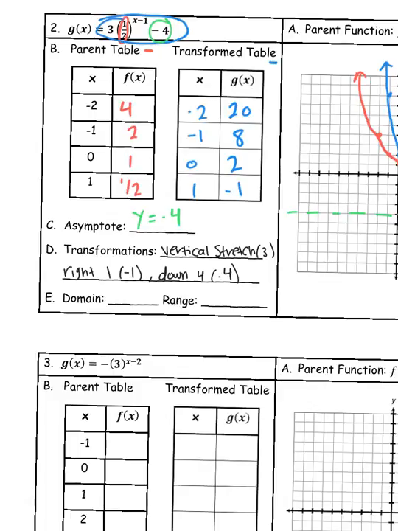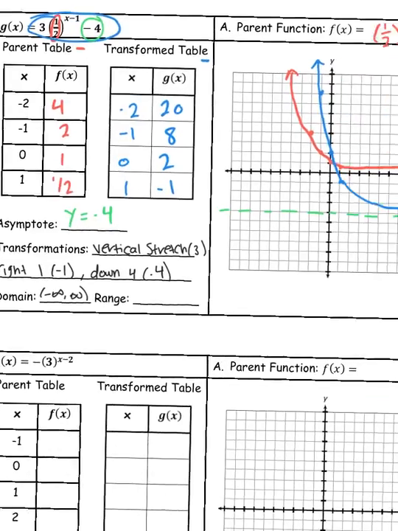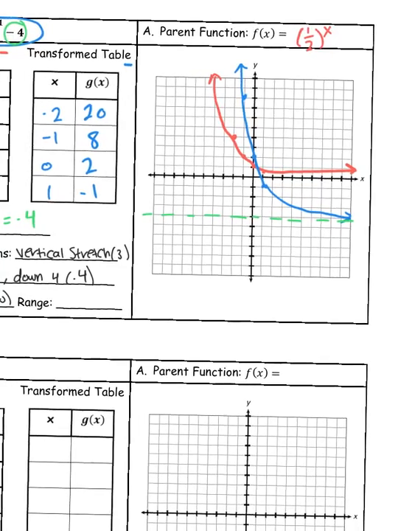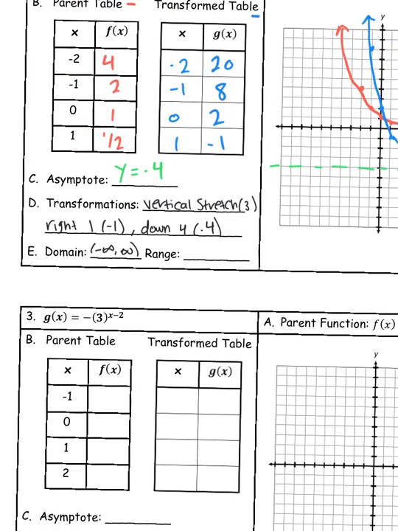My domain is always going to be the same, -infinity to +infinity. And then the range is going to depend on the asymptote. So my asymptote is at -4. That means that the lowest my graph is going to go is -4. And then I'm going to go to infinity, all the positive y values above that.